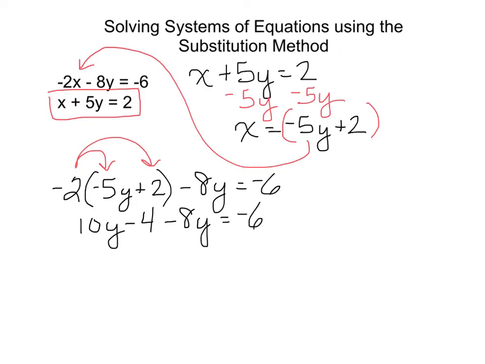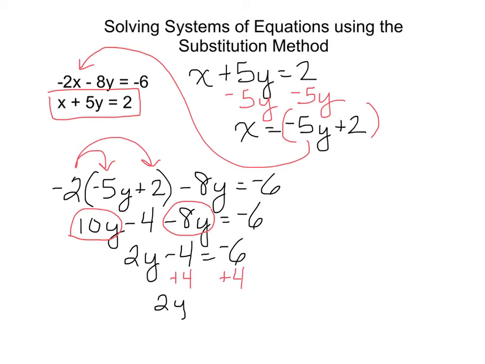Your next step is to combine like terms. Positive 10y and negative 8y are like terms. They can be combined. That will give you a positive 2y minus 4 is equal to negative 6. In order to get y by itself, we want to next remove this negative 4 by adding 4 to both sides.